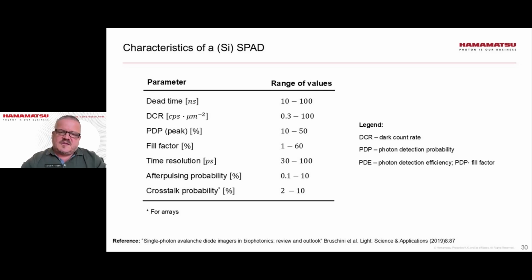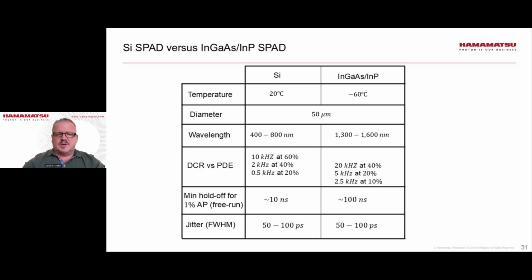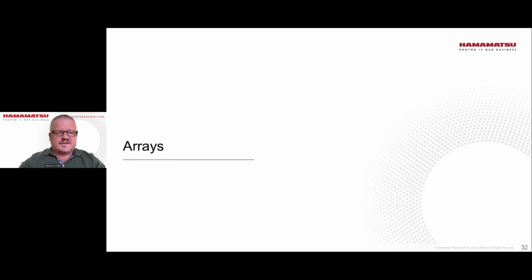This table, which is best viewed in one's privacy, gives some basic characteristics and range of characteristics of silicon SPADs. And this table compares some aspects of silicon and infrared SPADs. There's one thing I would like to point out in this table, which is the sensitivity wavelength of the infrared SPADs. They are going to be sensitive somewhere between 1,300 and 1,600 nanometers. So with this, let's now move on and discuss SPAD arrays.